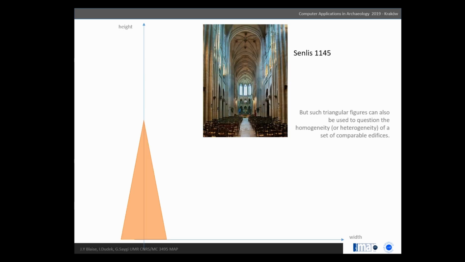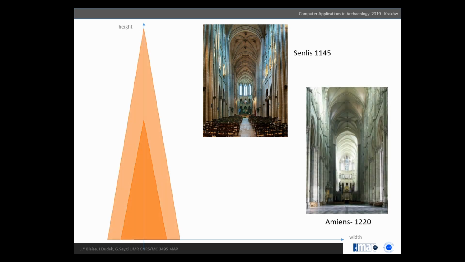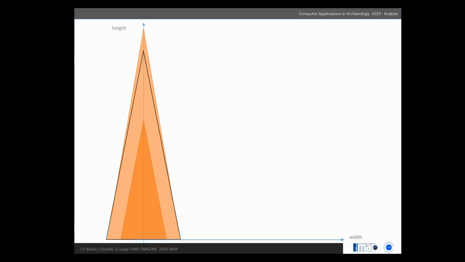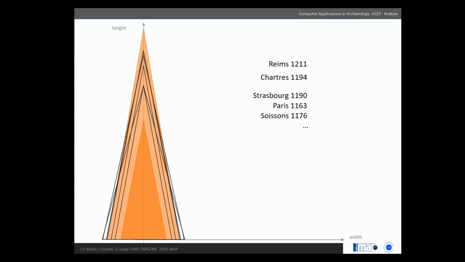And of course, we are supposed to know that in the Gothic period, they tended to build buildings year after year, bigger and bigger. So this is 1145, and let's take a later one, 1220. When you look at this, you think, okay, it's just a homothetic relation. They are growing, these edifices are growing bigger, and that's all. When you look at it with a bit more detail and add some other edifices, this one and this one and this one, okay, you see that the lines are not that parallel. Homothetic relations are not that obvious.